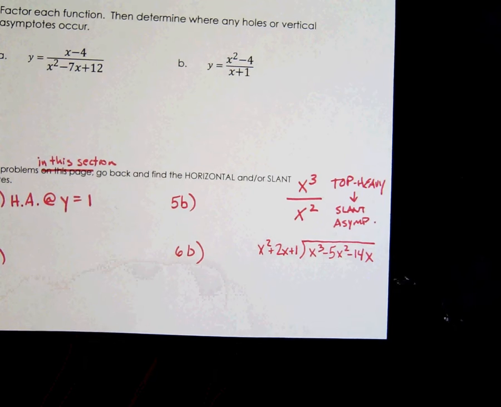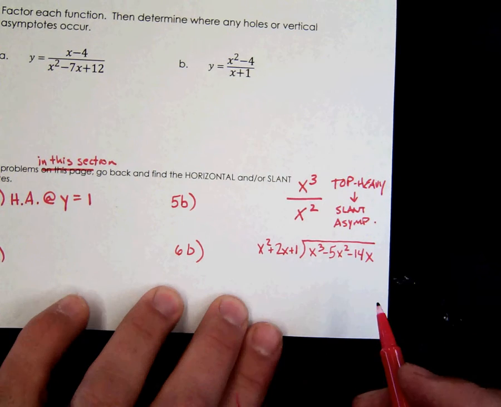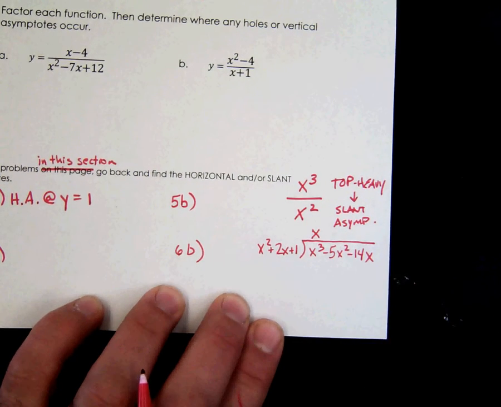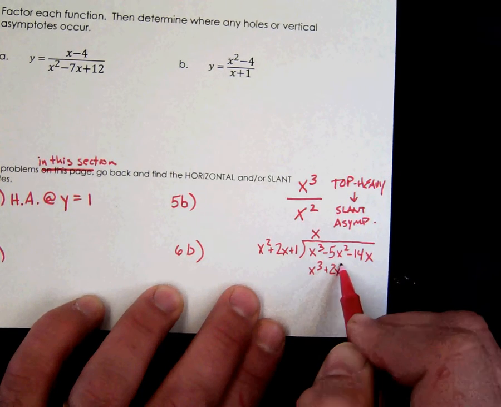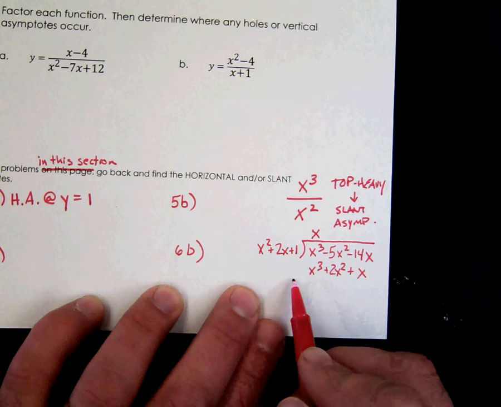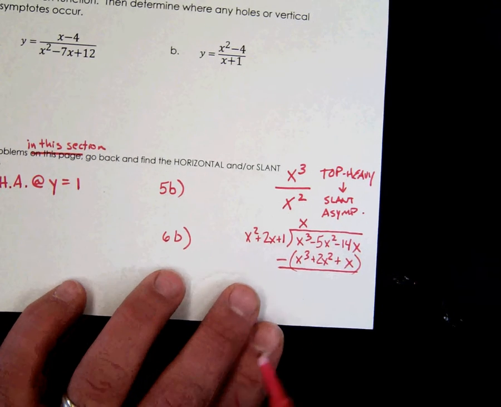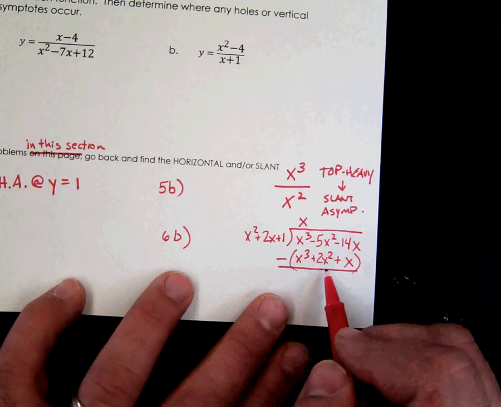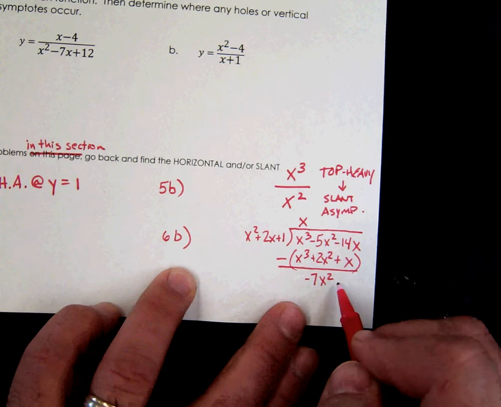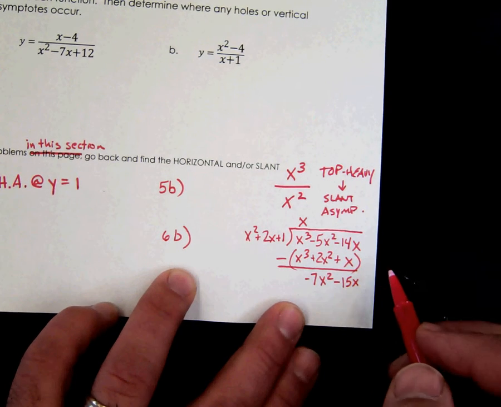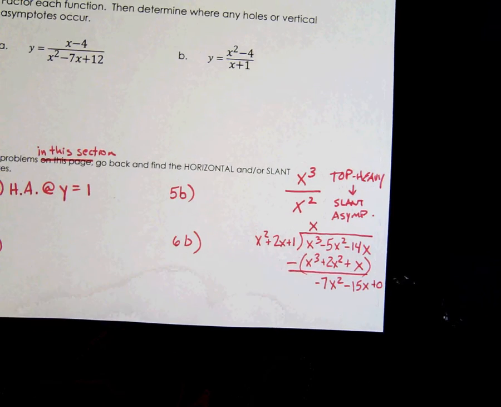Not sure how your long division skills are these days, but here's how it works. X squared times what will make x cubed? Distribute it to the divisor. X cubed plus 2x squared plus x. Line, minus quantity. X cubed minus x cubed goes away. Negative 5x squared minus 2x squared is negative 7x squared. Negative 14x minus x is negative 15x. If there's nothing to bring down, you could bring down a 0, I suppose, if you feel like having a constant there.